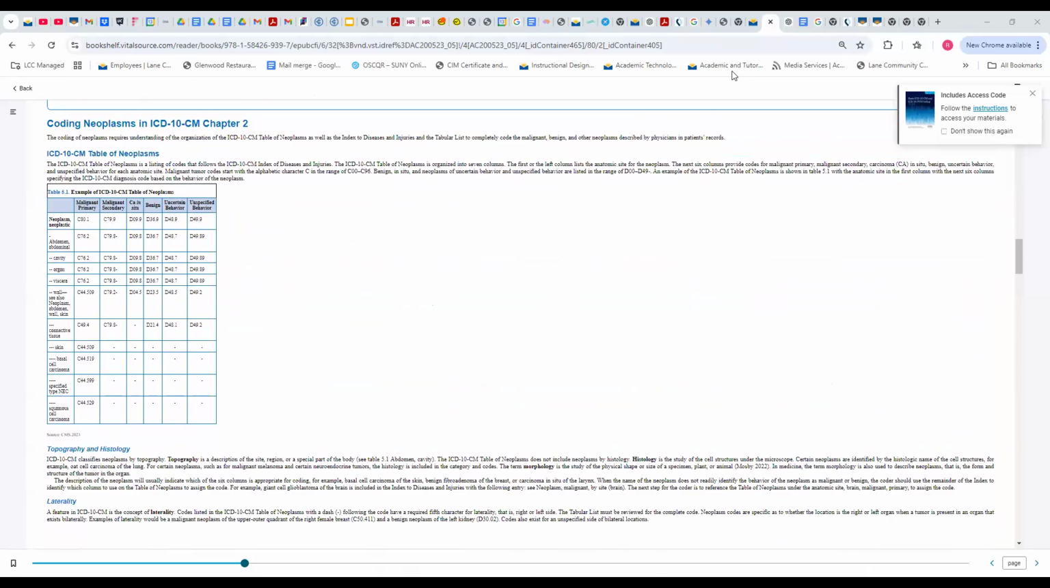Just like in your code book, your textbook has them in the columns. We can have malignant primary, malignant secondary, malignancy or a cancer in situ, benign, uncertain behavior, and unspecified behavior. And as you can see here, all these are different codes. So very important to get a handle on that and read the documentation carefully.